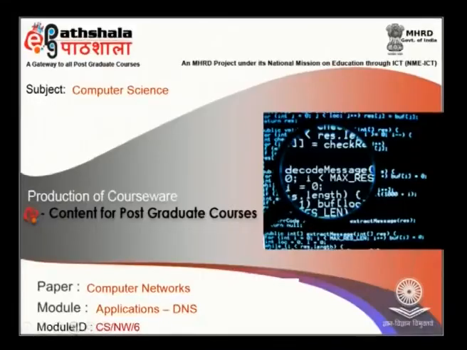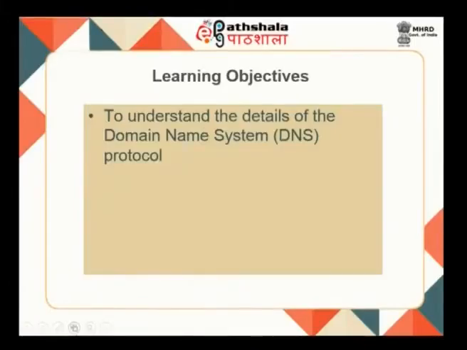We are looking at a series of lectures on computer networks. So, we have been looking at application layer protocols, and today we will look at the DNS protocol. Remember that DNS stands for domain name system. So, we will look at the details of this domain name system protocol.